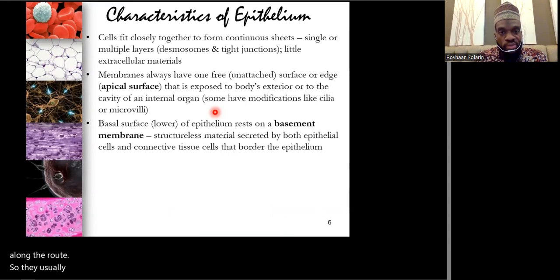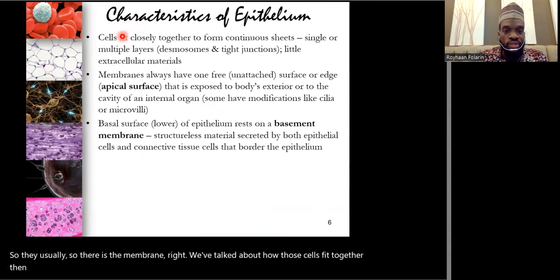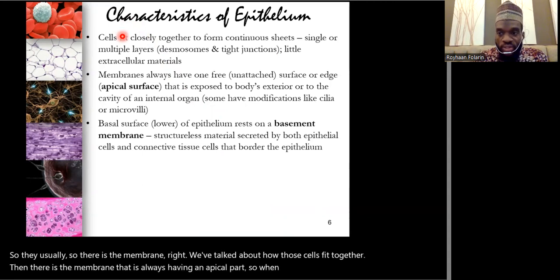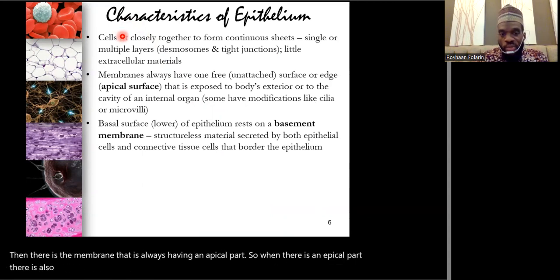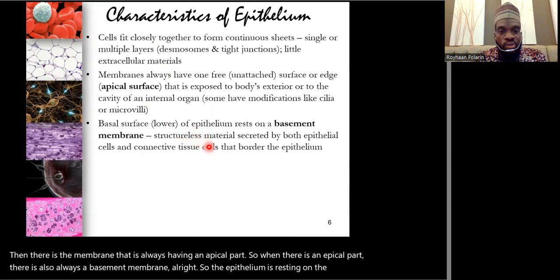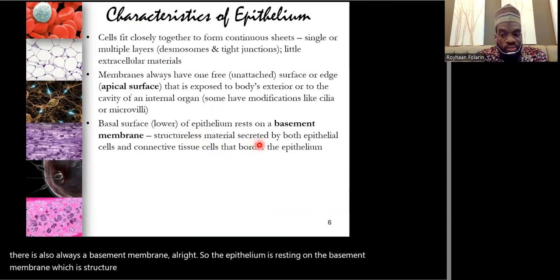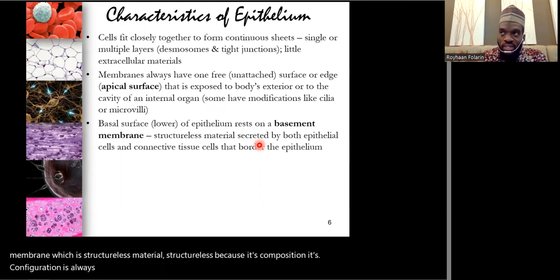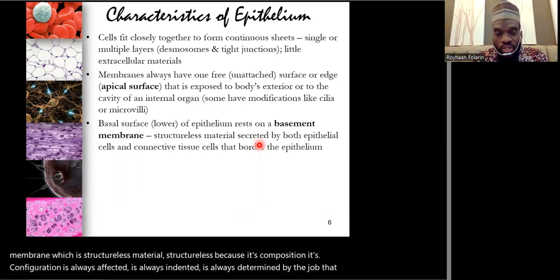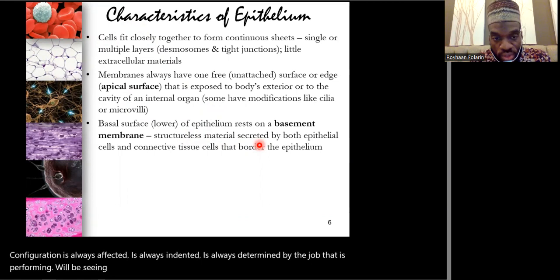So there is the membrane, right? We've talked about how those cells fit together. Then there is the membrane that is always having an apical part. So when there is an apical part, there is also always a basement membrane, right? So the epithelium is resting on the basement membrane, which is a structureless material. It's structureless because its composition, its configuration is always determined by the job that that epithelium is performing. We'll be seeing illustrative pictures shortly.